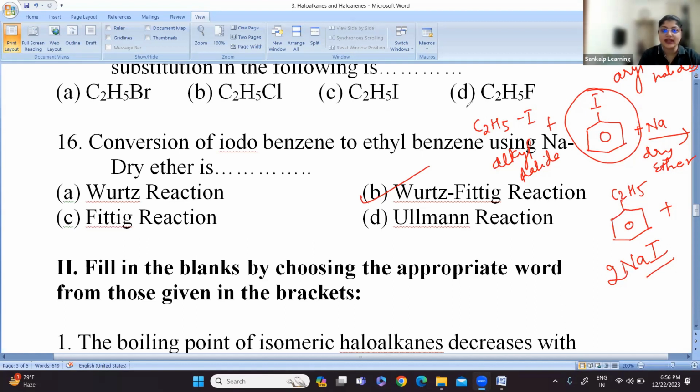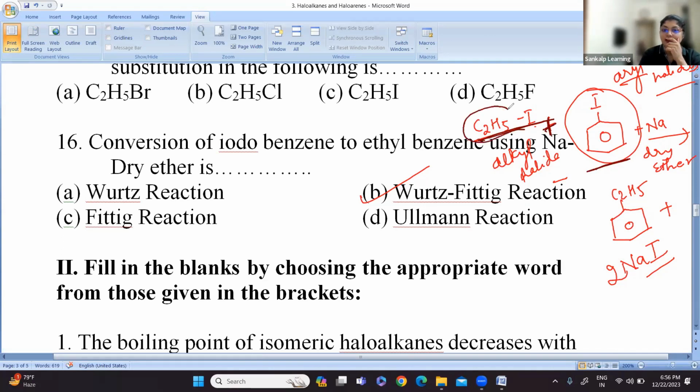What is Wurtz-Fittig reaction? You are taking one molecule of alkyl halide and one molecule of aryl halide. So what is happening here? See here, I have taken ethyl iodide, you can see here, ethyl iodide and one is iodobenzene. So what is happening here?